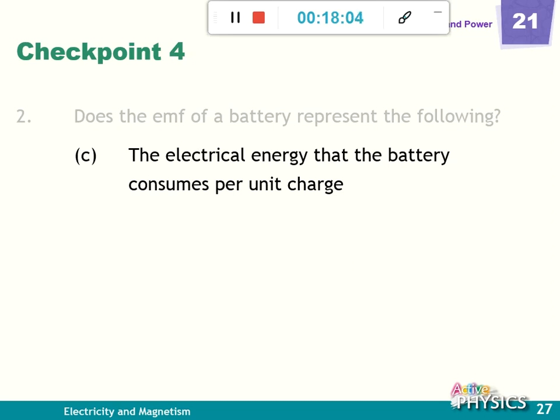Part C. The electrical energy that the battery consumes per unit charge. Energy per unit charge. Okay, it seems to be okay, because EMF is the ratio of the electrical energy to the unit charge. But this word consume is a problem, because EMF should be the energy supplied, not consumed. So this one is wrong. Part D. The electrical energy that the battery delivers per unit charge. Deliver means give out, it means supply. That's okay.